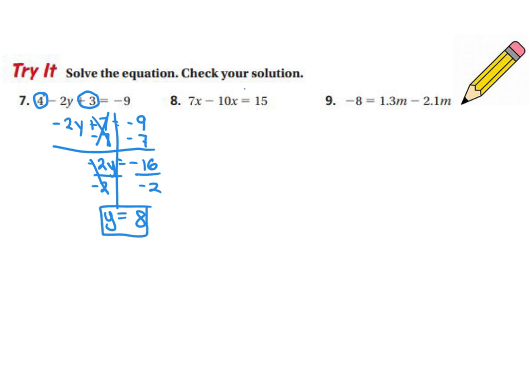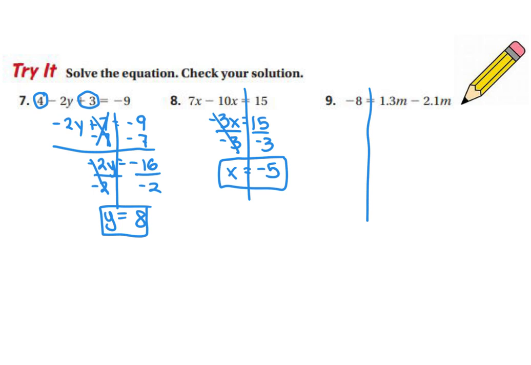Number 8. We have 7x minus 10x, so that's negative 3x equals 15. We'll divide by negative 3 on both sides, leaving us with x equals negative 5. And for 9, on the right-hand side, we'll combine like terms. 1.3m minus 2.1m, that is negative 0.8m. Equals negative 8. So we'll divide by negative 0.8 on both sides. Negative 0.8 divided by negative 0.8 is 1, so that just leaves us with m. And we know that negative 8 divided by negative 8 would be 1, so negative 8 divided by negative 0.8 would be 10, so m equals 10.